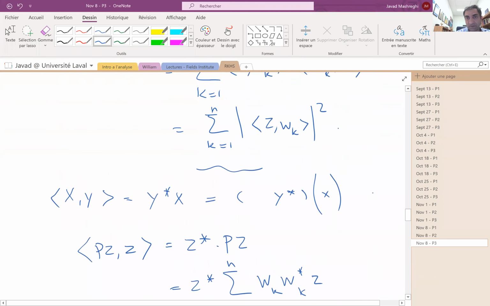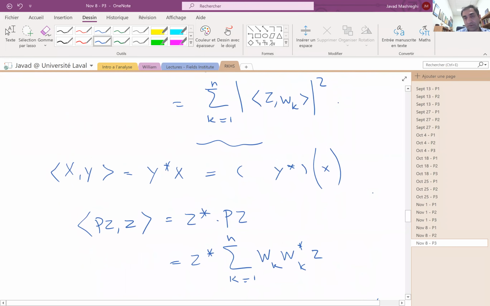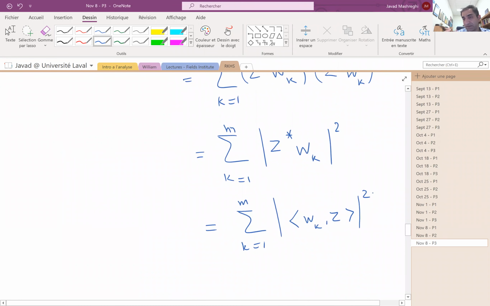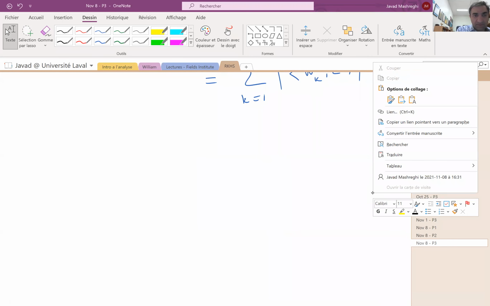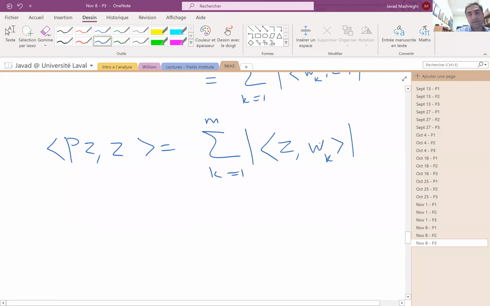This is what I obtained here too. Well, it doesn't matter whether z scalar wk or wk scalar z, it is the same because it's inside the absolute value. So at the end of the day, I have Pz scalar z is equal to the sum of the absolute value of z wk, squared. That's the formula.